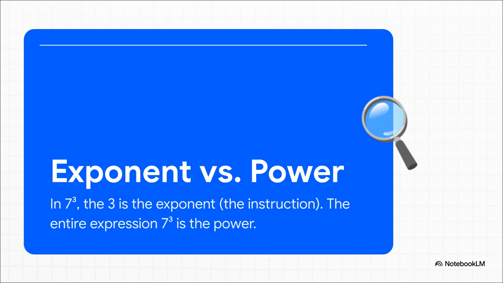Okay, let's look at an example. 7 cubed. That little 3, that's the exponent. It's basically the instruction manual. It tells us, hey, multiply the base, 7, by itself 3 times. Now, the whole shebang, 7 cubed, which, by the way, equals 343, that is the power. So think of it like this. The exponent is the command, the power is the entire operation and its final result.